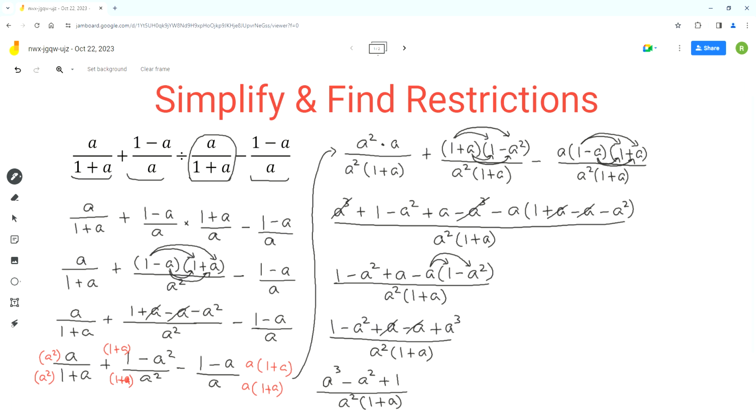Now we cannot factor the expression in the numerator. So this should be the final answer for the given expression in the most simplified form.